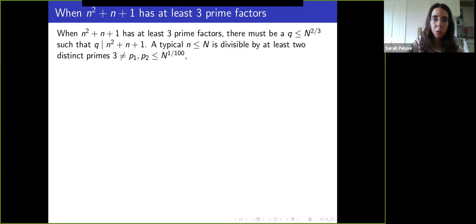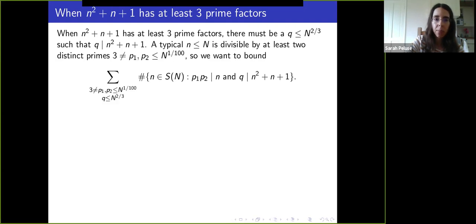So we start by splitting up these n, such that n squared plus n plus 1 has at least 3 prime factors, based on the primes p1 and p2 dividing n, and the prime q dividing n squared plus n plus 1. So here we've used the union bound, and we want to bound the size of these individual sets first, and then sum over the primes.